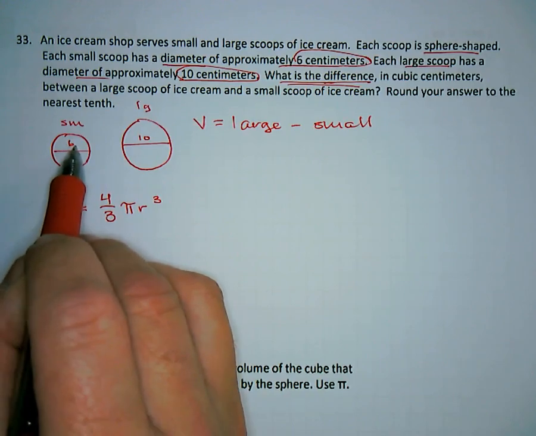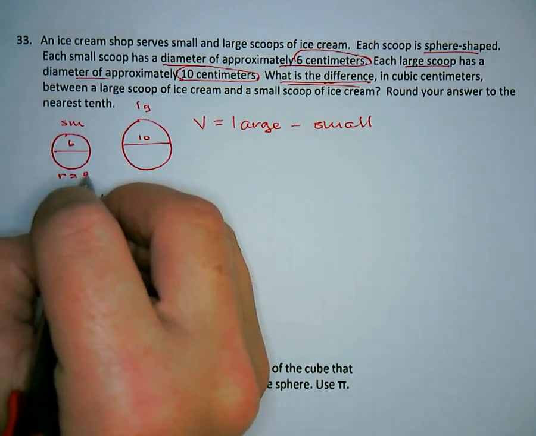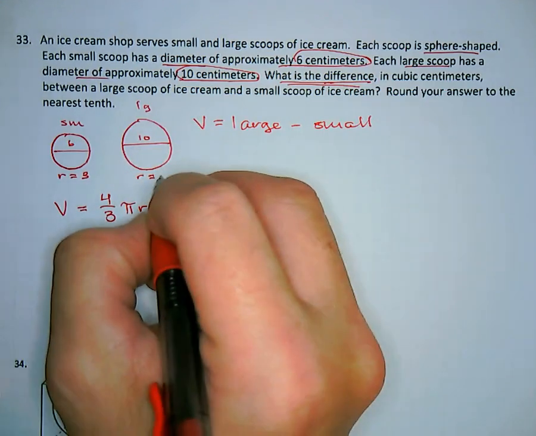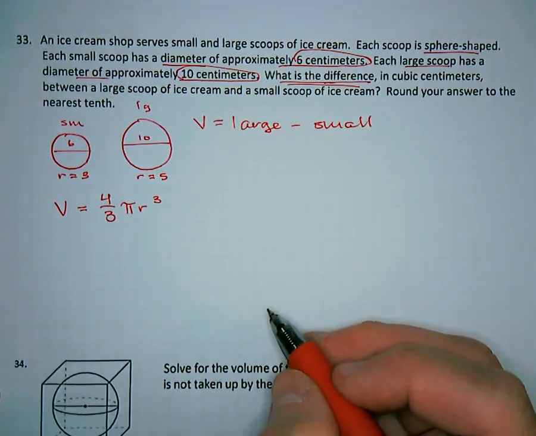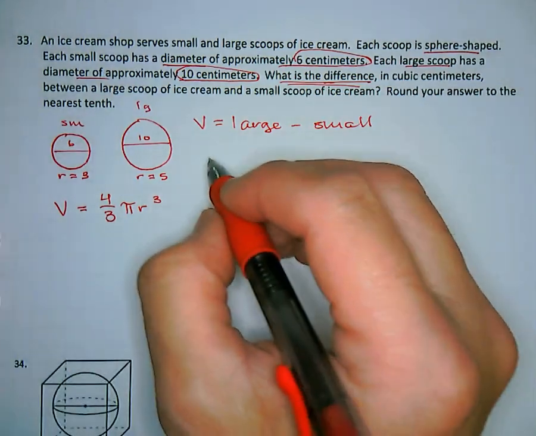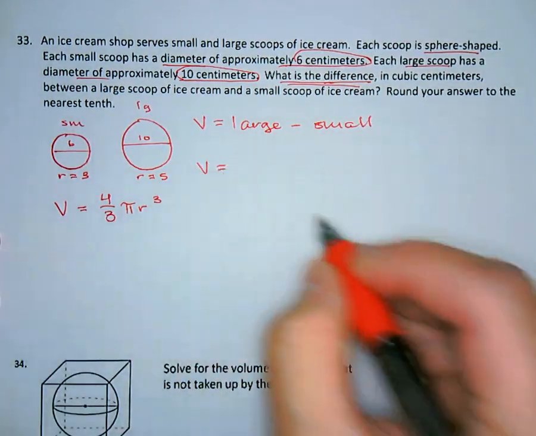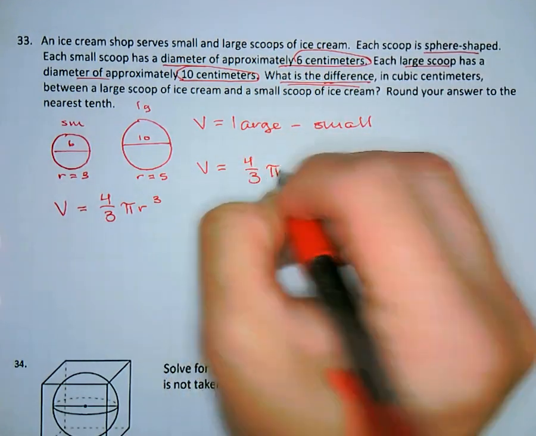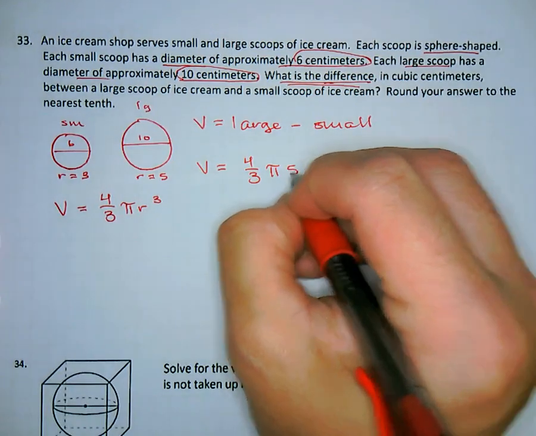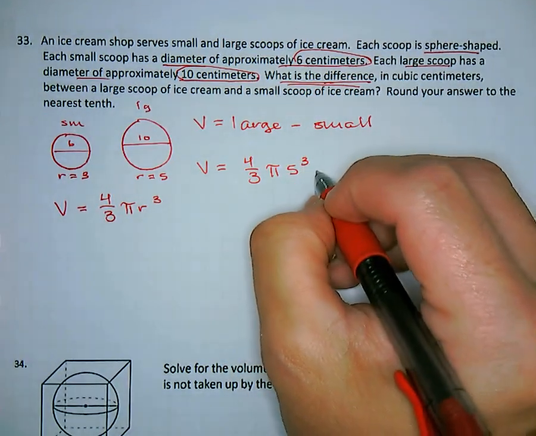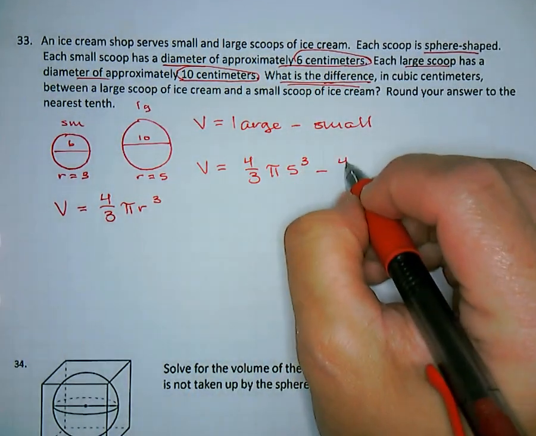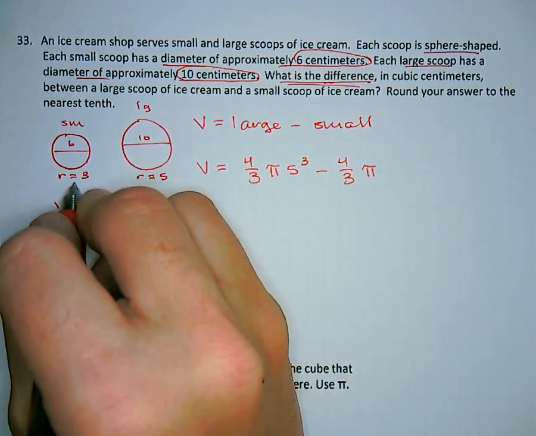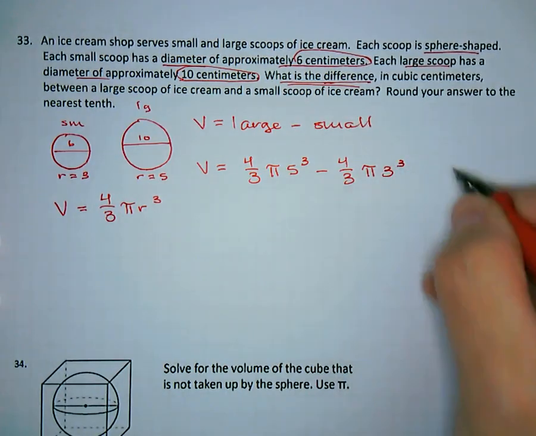They didn't give us the radius, but we can figure out the radius. If the diameter was 6, our radius is 3, half of that. If our diameter is 10, our radius for the large one is 5, half of that. So we're going to do that twice. It's going to be our large scoop, which is 4/3 pi, our radius is 5 cubed. From that, we're going to subtract the small one, 4/3 pi, our radius was a 3, and we're going to cube that.